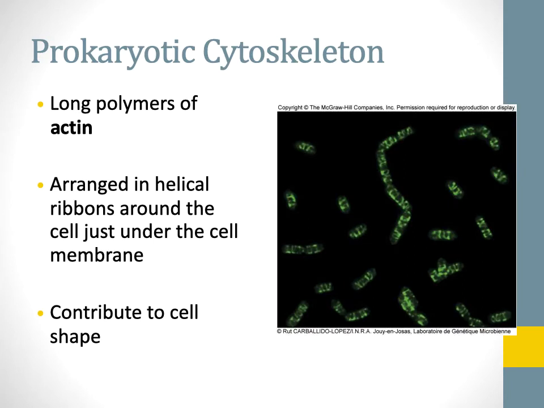All right, and next we're going to look at the cytoskeleton. With prokaryotic cytoskeleton, it used to be believed that they didn't have it, but they actually do. They have these long polymers of actin that act as a kind of rudimentary cytoskeleton. So it does contribute to the cell shape, but we still give the cell wall that's the major function.